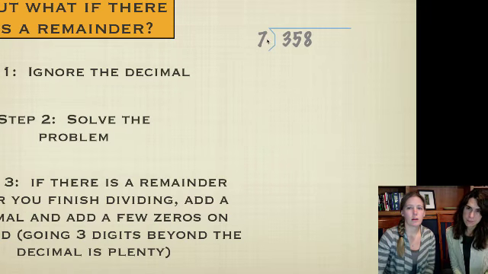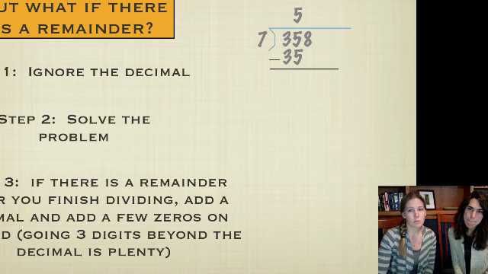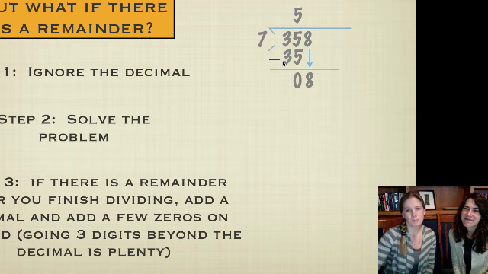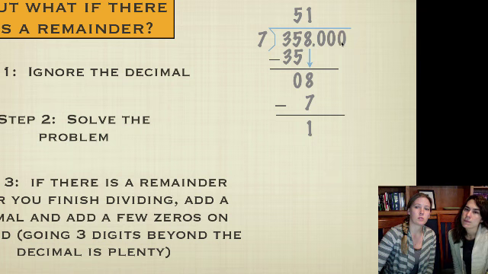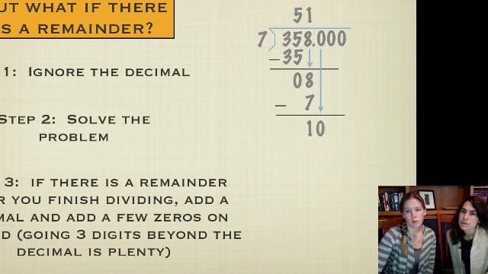Okay, so let's take a look at these one at a time. So 7 goes into 35, 5 times. Perfect again. Unfortunately, I have another number. Gotta bring it down. So 7 goes into 8 once. 7 times 1 is 7. We have 1 left over, and now we're stuck. So we have a remainder. So if we look down, it says add a decimal, add a few zeros. Again, 3 would be plenty. So 1, 2, 3. Now I'm just going to continue solving. So I bring my 0 down. 7 goes into 10 once. 7 times 1 is 7. Subtract. I have 3.